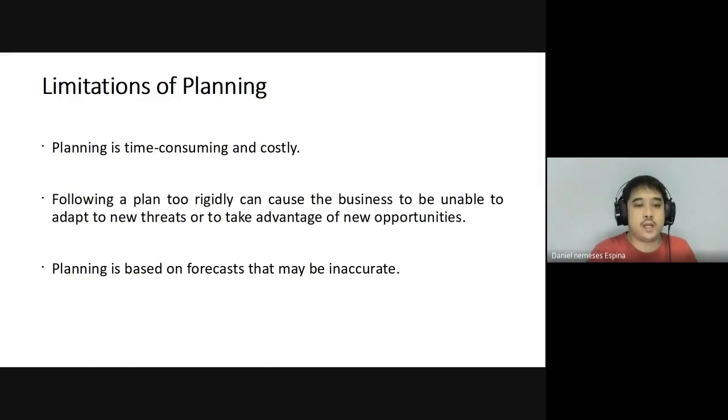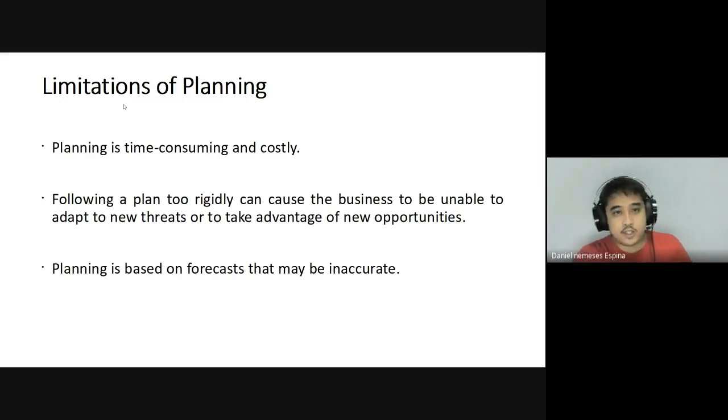Second limitation of planning is that if we follow the plan too rigidly, it can cause the business to be unable to adapt to new threats. If the company keeps following the plan, they become not flexible. Sometimes the business needs to be flexible so that they can adapt to the new threats, or counter those threats and take advantage of the new opportunities.